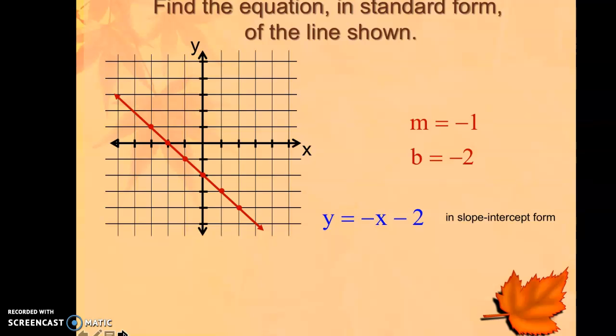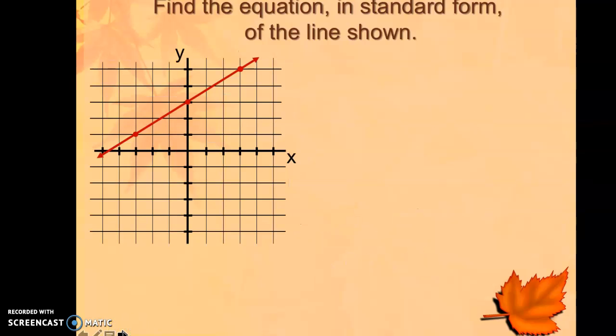So in slope-intercept form, it is y equals negative x minus 2. All right, there we go. And now we want to put the y and the x on the same side. So what's one way to do it? x plus y equals negative 2, right? Because we just added x to this side. So that's it.